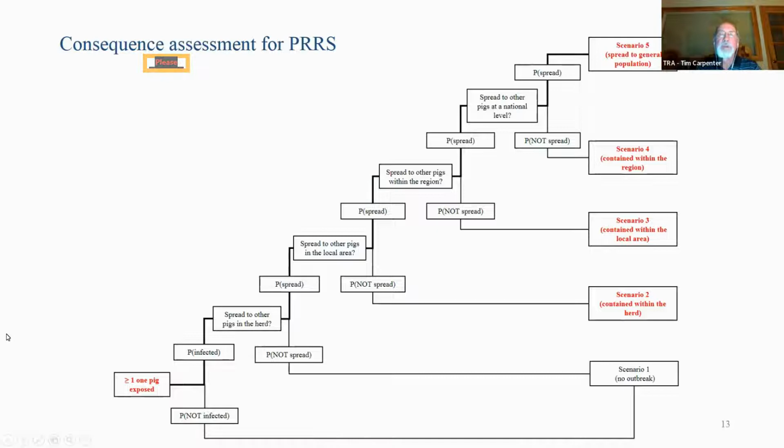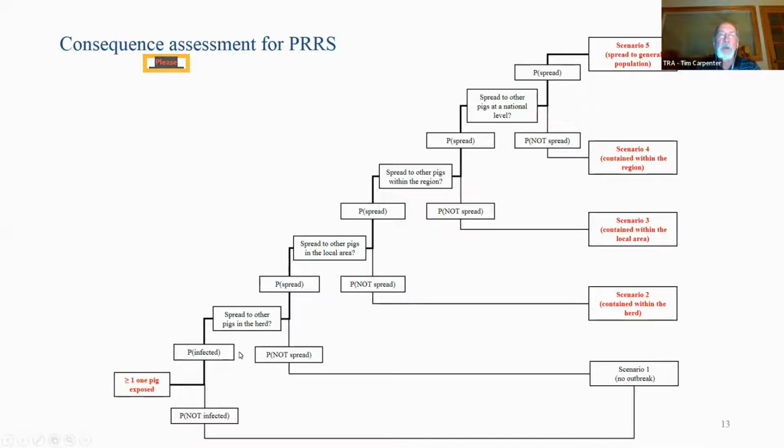And next, what we want to do is take a hierarchical look of how far that pathogen may spread in the population. So this tree here is essentially a hierarchical look at how far the virus could spread in the population. Either it stays on the farm, in the village, and goes nowhere else, that one pig is infected and it does not infect others.